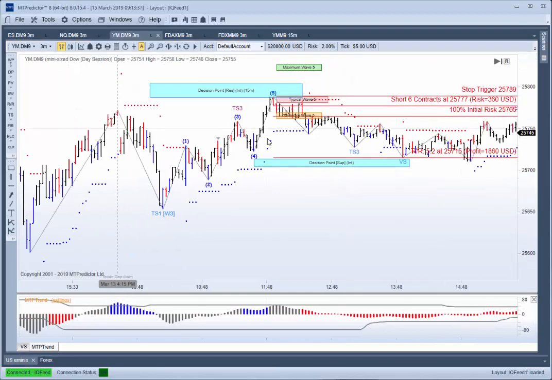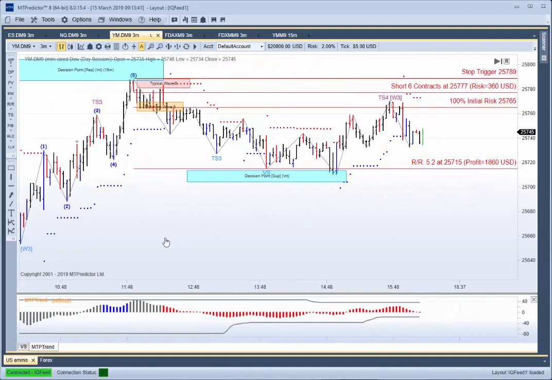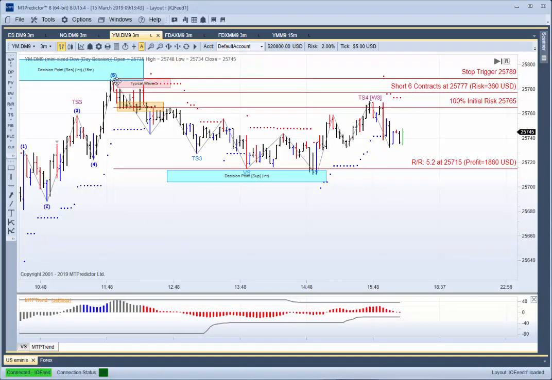Let's turn training mode off and see what it did. Well, for the rest of the day it worked really nicely, because if I zoom in a bit, you can see that 5-wave high was actually the high of the day. The market then declined, albeit very choppily, down here, and then it actually reached our target just about there. Can you see it?